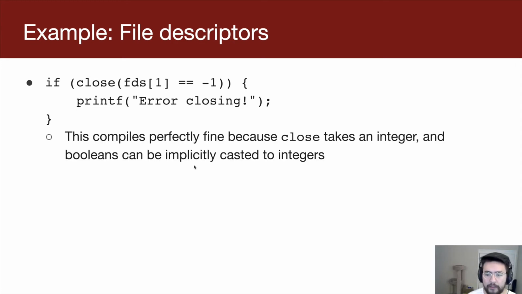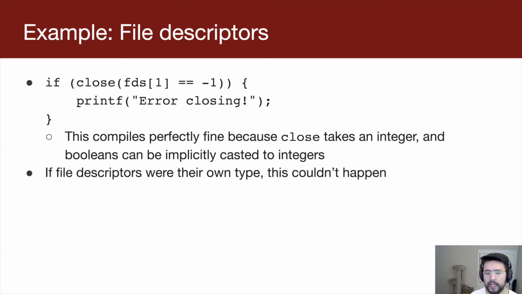And it compiles perfectly fine because close takes an integer. Booleans can be implicitly cast to integer. Life is good from a C standpoint. There's not a whole lot to worry about here, not a whole lot of concepts that are actually in the language itself. We're just talking about numbers and function calls here. But if file descriptors were their own type, if fds[1] was a file descriptor type and -1 was an integer and these can't be compared, then this couldn't have happened. You would have gotten a compiler error. And I would say you should get a compiler error here. This is clearly, obviously wrong if you look at this.